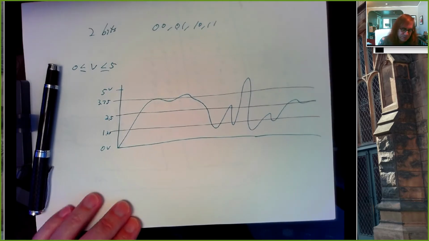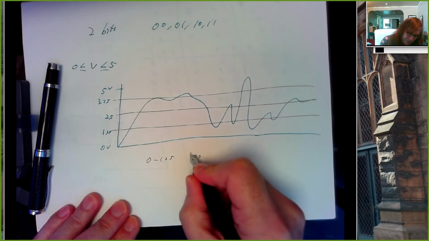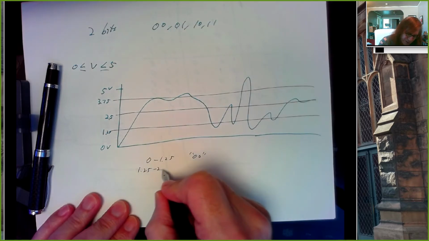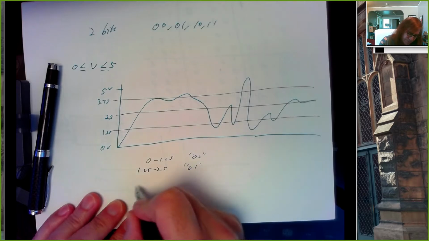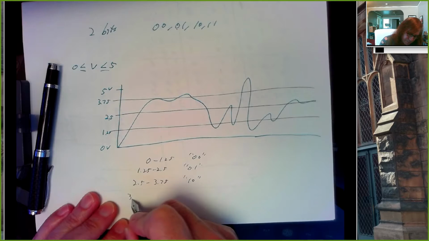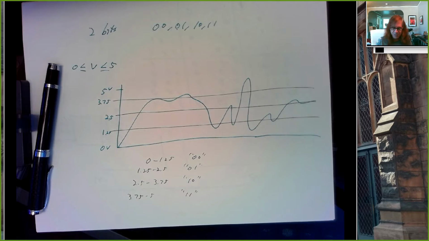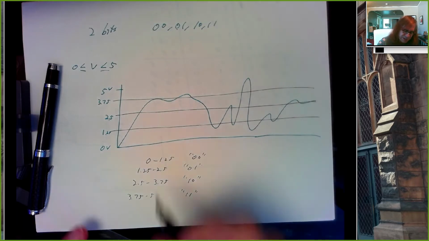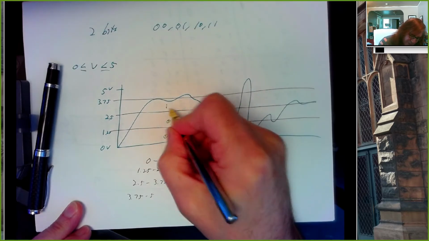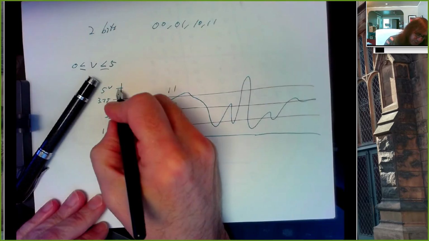And what we would do is we would say, anything from 0 to 1.25, we'll code that as a 0, 0. And from 1 1/4 to 2 1/2, we'll code that as a 0, 1, and so on. So we're basically assigning a bit pattern to each of these ranges of voltages. And I'll draw one up here.